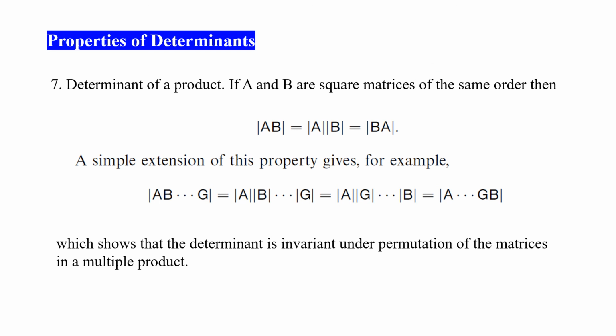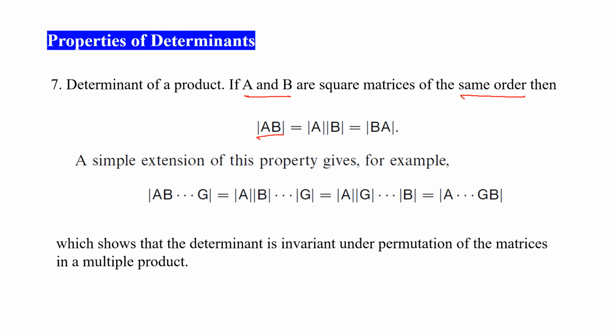So we still have the last property, which is the determinant of a product. If A and B are square matrices of the same order, and the important thing here is that your A and B are square matrices of the same order, then the determinant of A times B, this one here, is equal to the determinant of A times the determinant of B, or the determinant of BA.